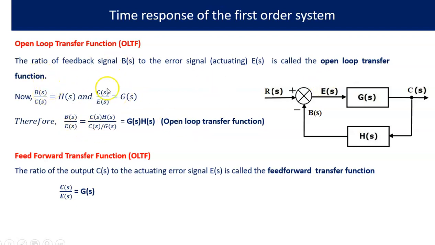Now what is B of s equal to? From this figure, B of s divided by C of s is equal to H of s.